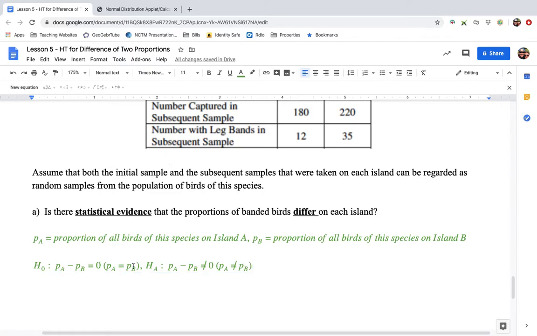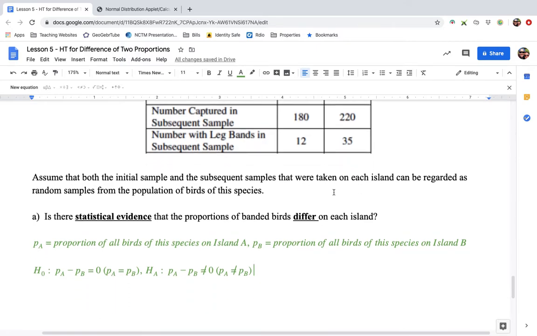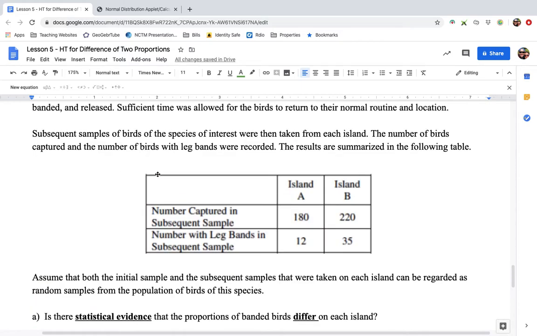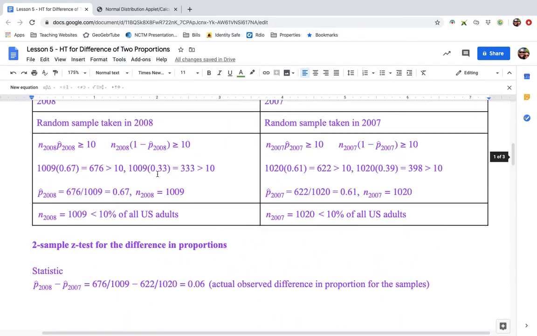So you have your null hypothesis, your alternative hypothesis. It doesn't give us a significance level. So if it doesn't give you a significance level, you have the freedom to pick your own. Generally, we pick 5%. So we'll use alpha. You set your significance level, alpha equals 0.05. You've got to check your conditions for each of these samples. I'm going to copy and paste this table down to save a little bit of time.